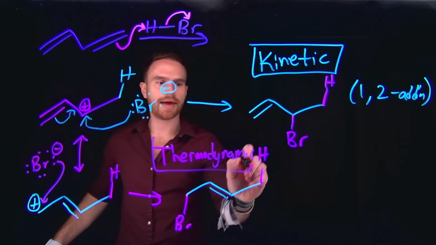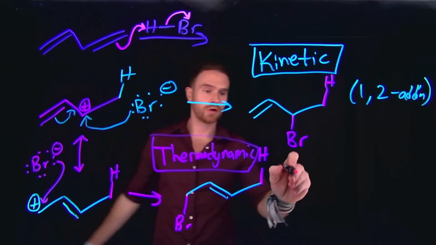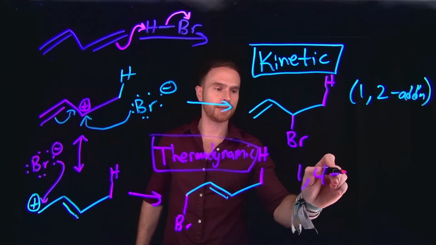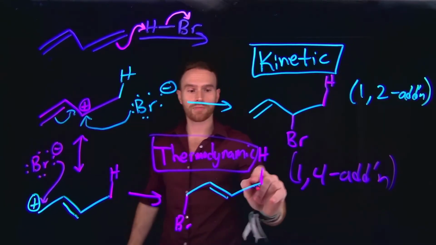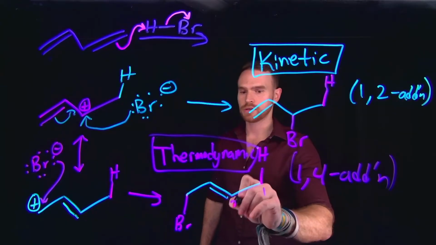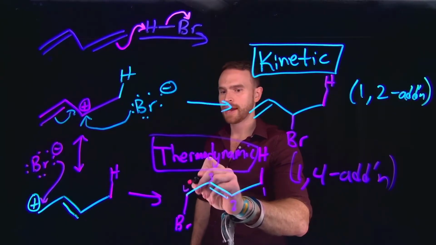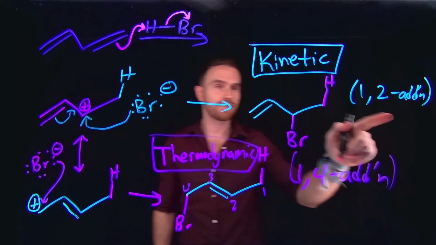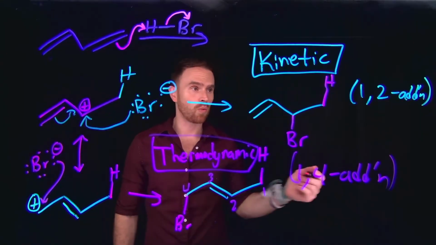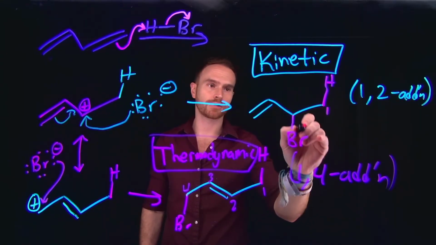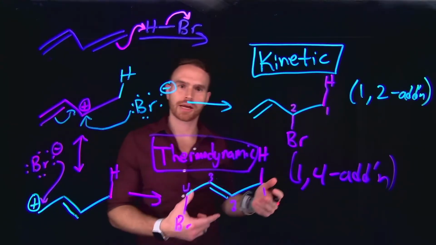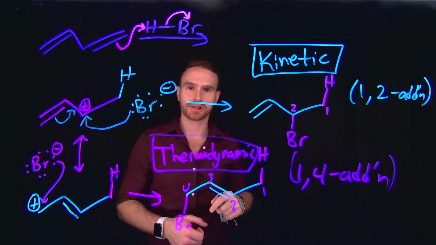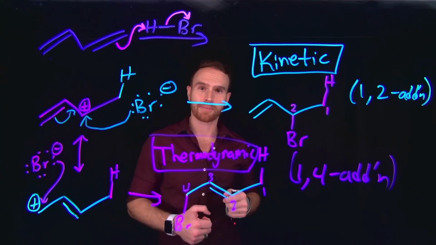And this type of addition is called 1-4 addition. And it's called 1-4 because this is the 1 carbon, the 2 carbon, the 3 carbon, and the 4 carbon. And previously we called the kinetic product the 1-2 addition because this is the first carbon and this is the second carbon. So it's a 1-2 addition for the kinetic product and a 1-4 addition for the thermodynamic product.